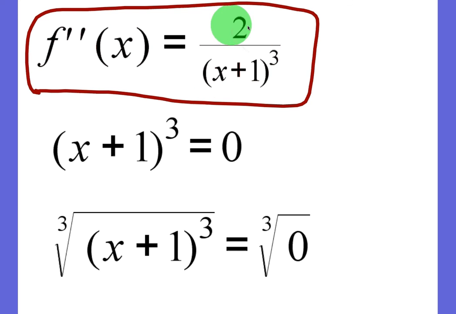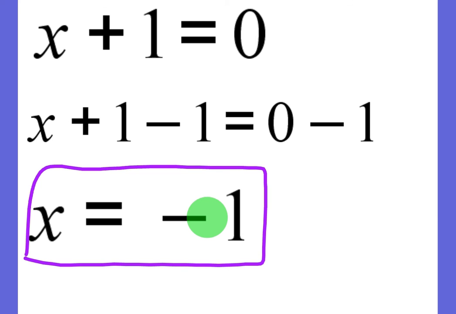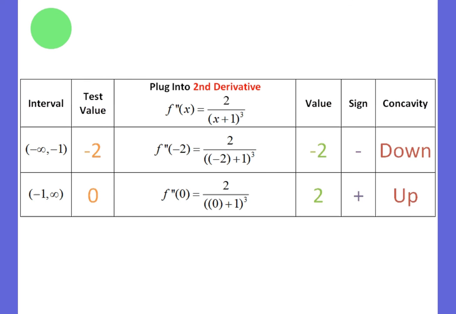Now for critical values, it's where the second derivative equals 0 or doesn't exist. Critical values for concavity. So we're just going to set the bottom equal to 0 and do some simple math, and we get one critical value, x equals -1. So only one possible place where the concavity changes. So we have two intervals, -infinity to -1 and -1 to infinity.